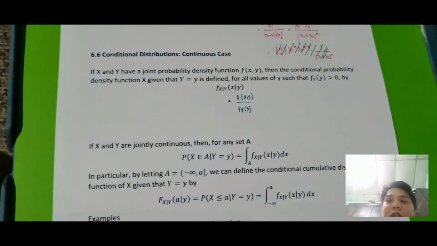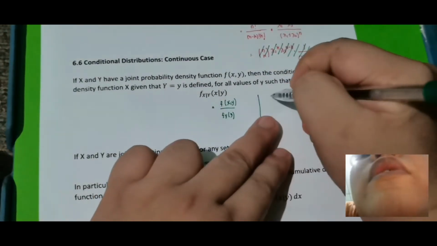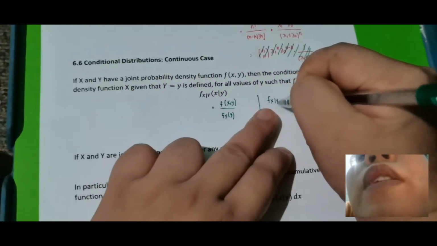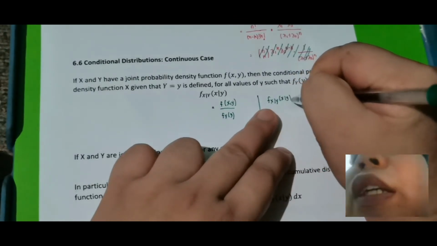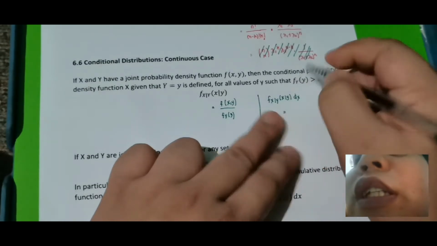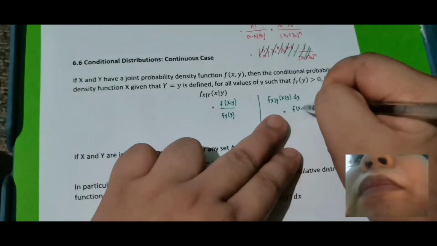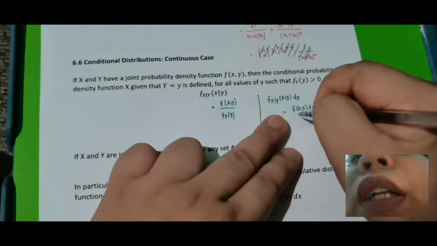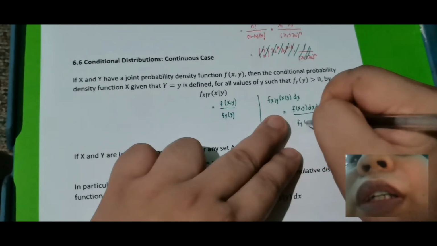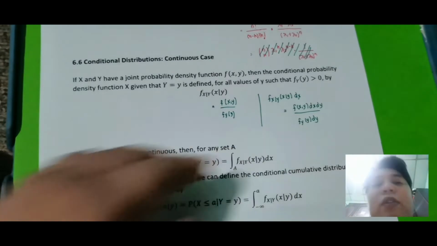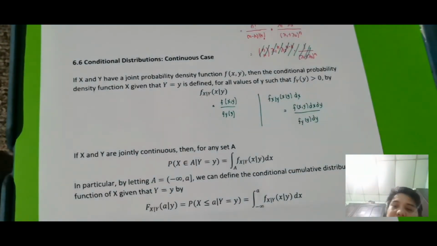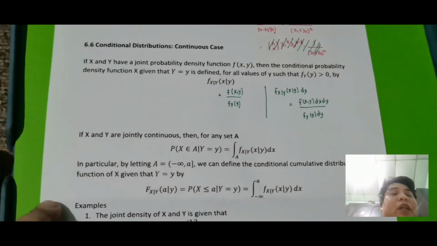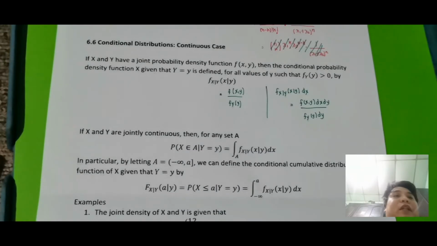Okay, so paano pag may derivative? So pag may derivative, actually, so if ever may derivative na tayo, so may dx, this is f sub x given y of x given y dx, so this is just equal sa integral of f of x comma y dx dy, okay, all over f sub y of y dy. Okay, so kung naaalala mo, meron tayong tinatawag na probability. Okay, so check na lang din natin kung ano yung gagamitin natin dito, o yung mismong formula na pwede natin gamitin.